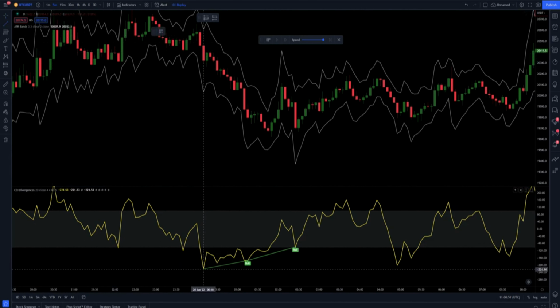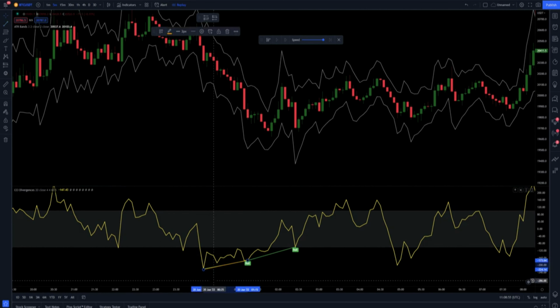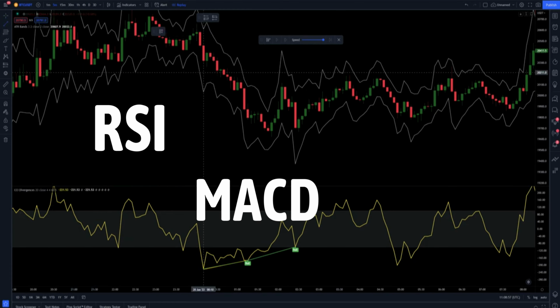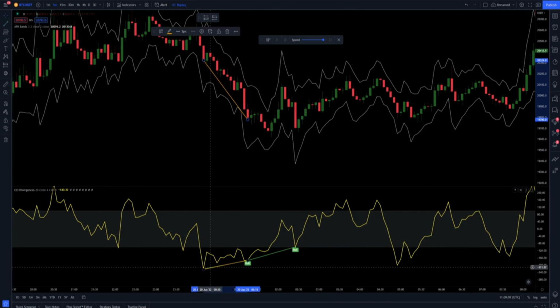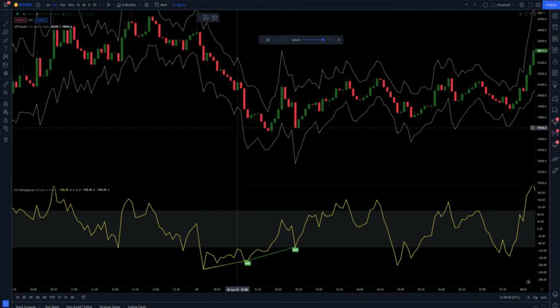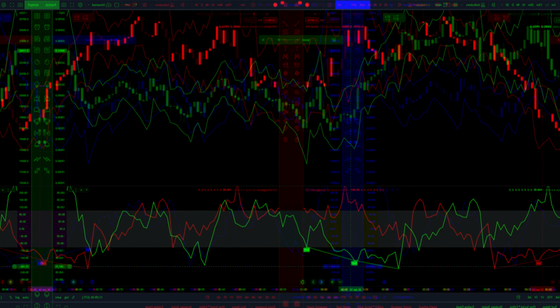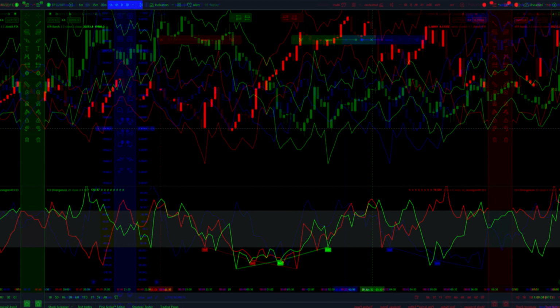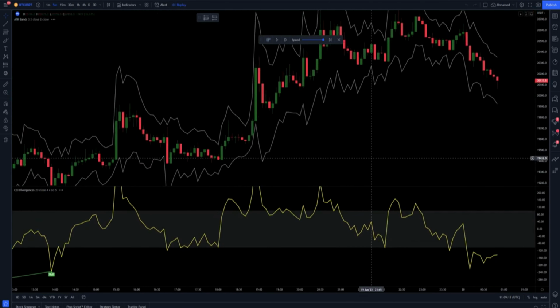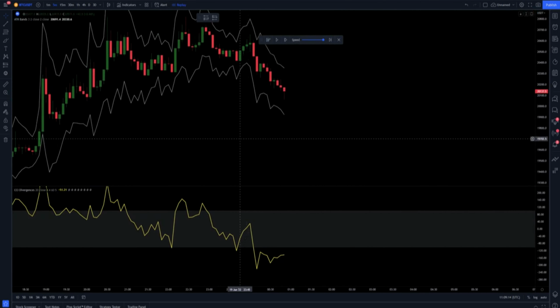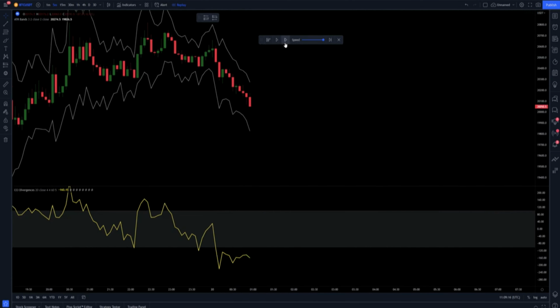Most retail traders fall into the same trap, stacking up indicators that tell them the same thing. RSI, MACD, stochastics, all measuring momentum in slightly different ways. But here's the problem. Using overlapping tools gives you the illusion of confirmation, when in reality, it's just noise. The magic happens when you combine different types of indicators, ones that measure different things.